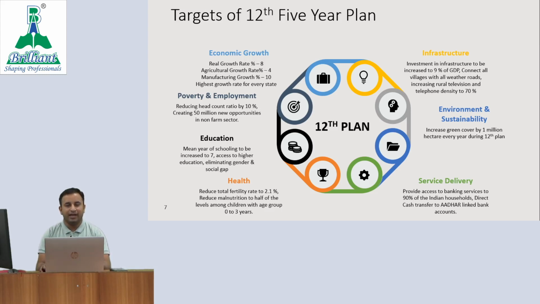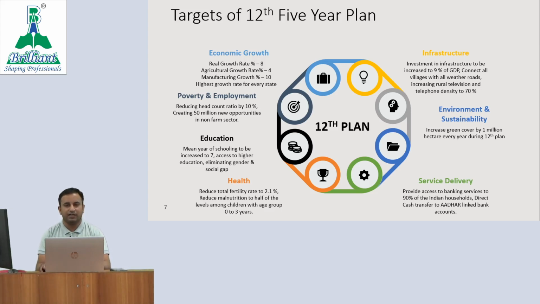So head count ratio was supposed to be reduced by 10%. So what is head count ratio? Head count ratio is the percentage of poor people in an economy. So as you are aware, in India almost 30 to 35% people are poor because they live below the poverty line. So this number was supposed to be reduced by 10%.